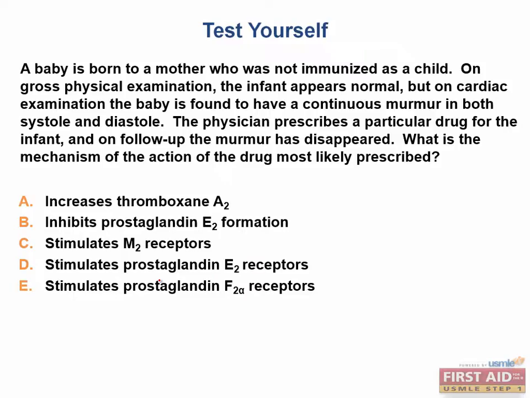So a baby is born to a mother who was not immunized as a child. On gross physical examination, the infant appears normal, but on cardiac examination, the baby is found to have a continuous murmur, so that is in both systole and diastole. The physician prescribes a particular drug. So what drug did they give for the infant? And on follow-up, the murmur has disappeared. Magic, right? What is the mechanism of action of the drug most likely prescribed?